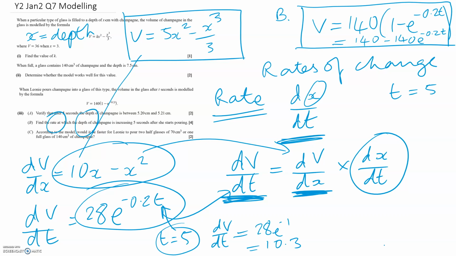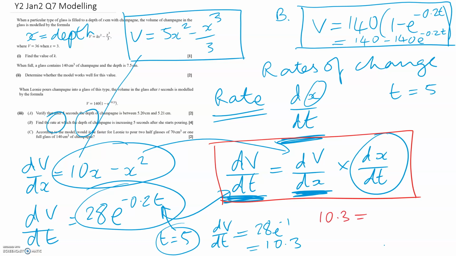Okay, so going back to this formula here, let's do it in a different color now. We can use this formula now because we've got 10.3 equals dv by dx, and dv by dx is 10x minus x squared. And remember, we don't know what dx by dt is. That's what we have to work out.